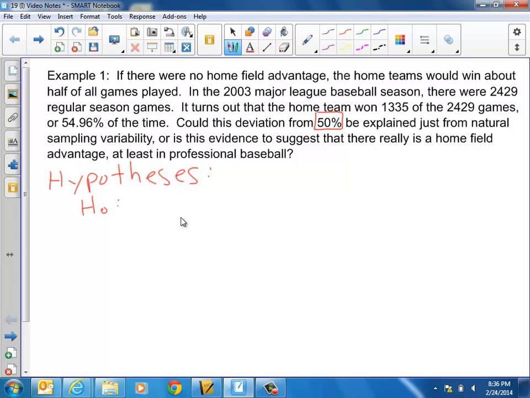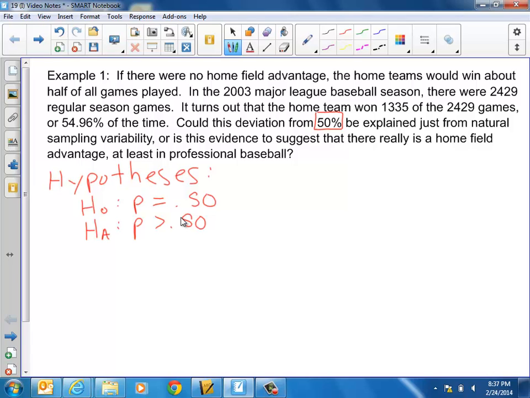The null hypothesis is that the true population proportion of games won is 50%, i.e. home field advantage is not a thing. Now the alternative hypothesis, and the alternative is the thing we're building up information to support, that would be that the true population proportion for teams playing at home would be greater than 0.50. And that's what we want to analyze.